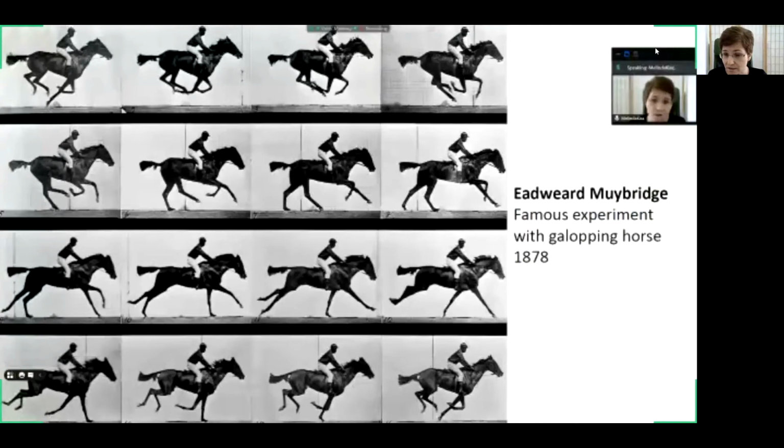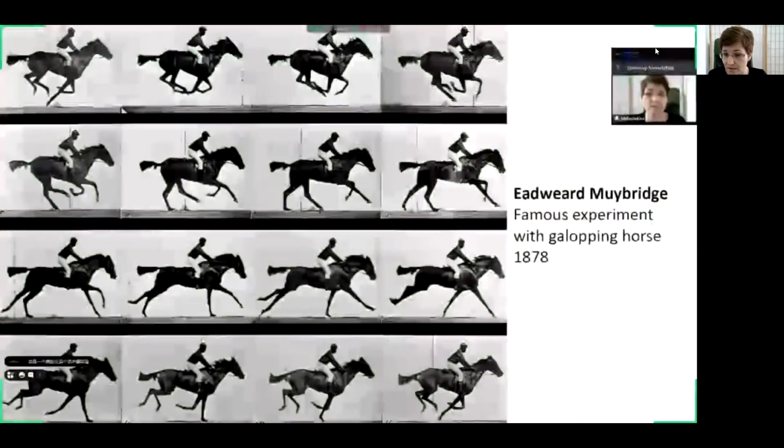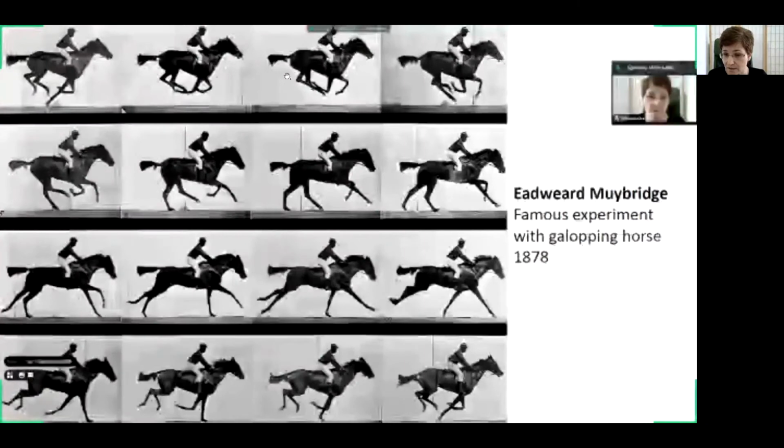But Edward Muybridge was asked by a businessman to make this experiment. The aim of this experiment was very interesting: they wanted to find out if there is a moment when a running horse is not touching the ground with any of its legs. So the question was, is it possible that the horse has a position when none of its legs touch the ground? And we can see in these images above that yes, it is.